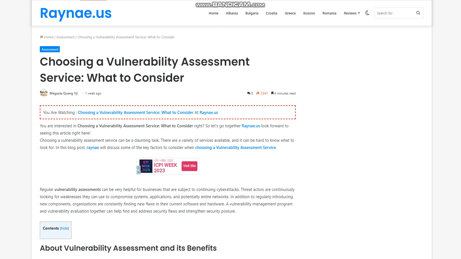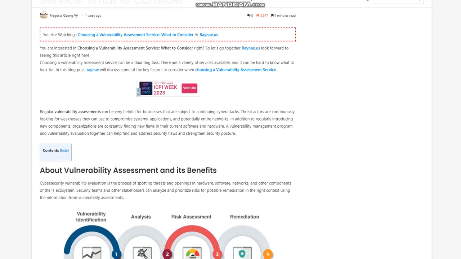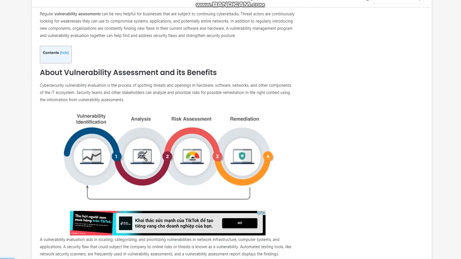Threat actors are continuously looking for weaknesses they can use to compromise systems, applications, and potentially entire networks. In addition to regularly introducing new components, organizations are constantly finding new flaws in their current software and hardware. A vulnerability management program and vulnerability evaluation together can help find and address security flaws and strengthen security posture.